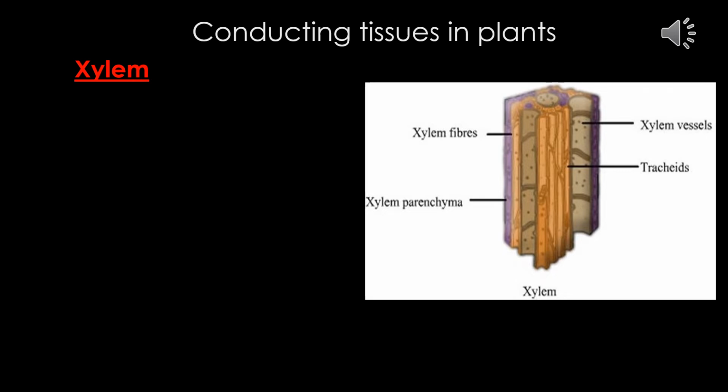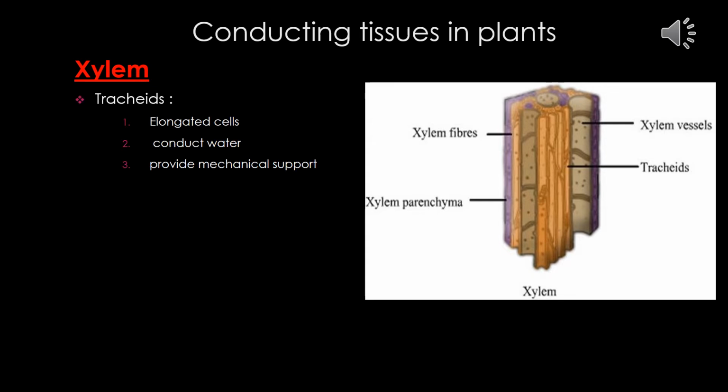Look at the diagram given here. It is the diagram of a xylem tissue. You know xylem is a complex tissue. It is made up of more than one type of cells. So xylem consists of tracheids, vessels, xylem parenchyma and xylem fibers. Let us study each part in detail.